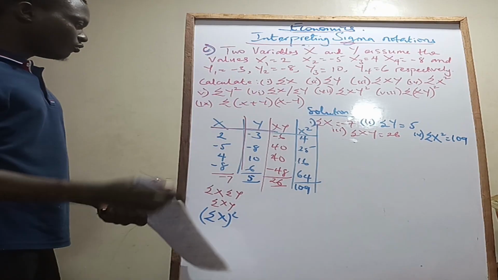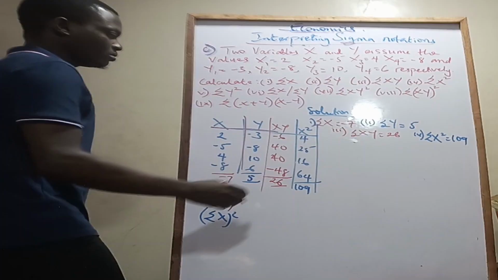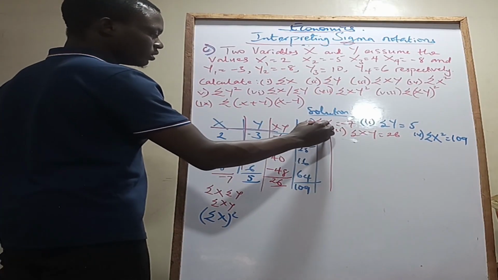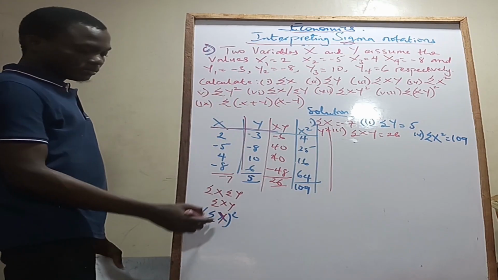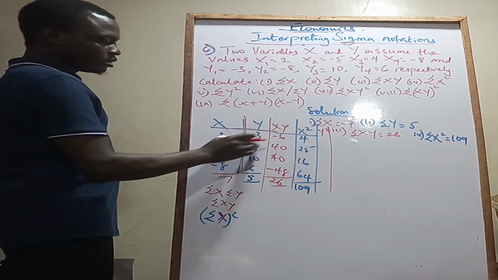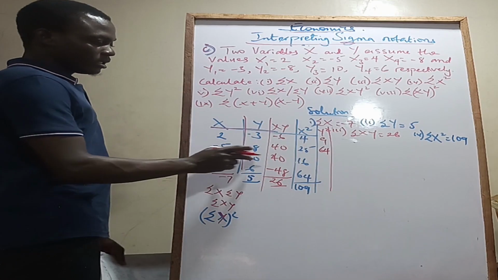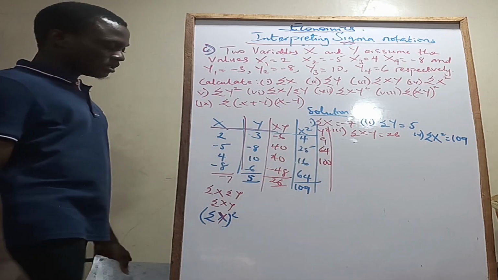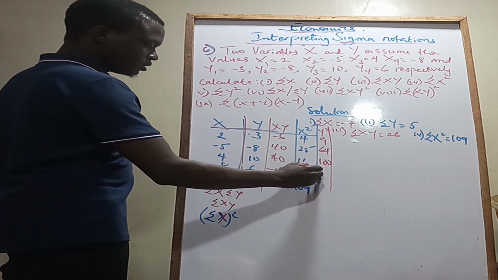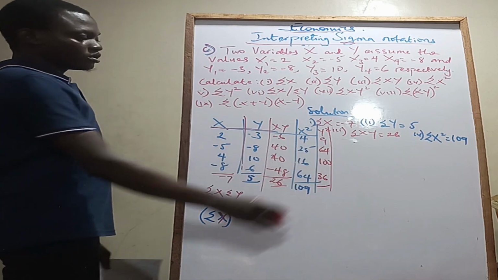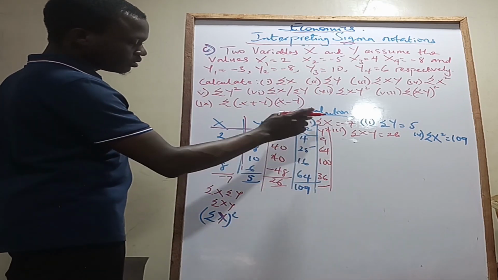Now the next one is sum of y squared. Again, I don't just do 5 squared, 25. No, that would mean sum of y, squared. So y squared on its own: minus 3 squared, 9. Minus 8 squared, 64. 10 squared, 100. 6 squared, 36. Add everything. 100 plus 100 is 200, so 209.